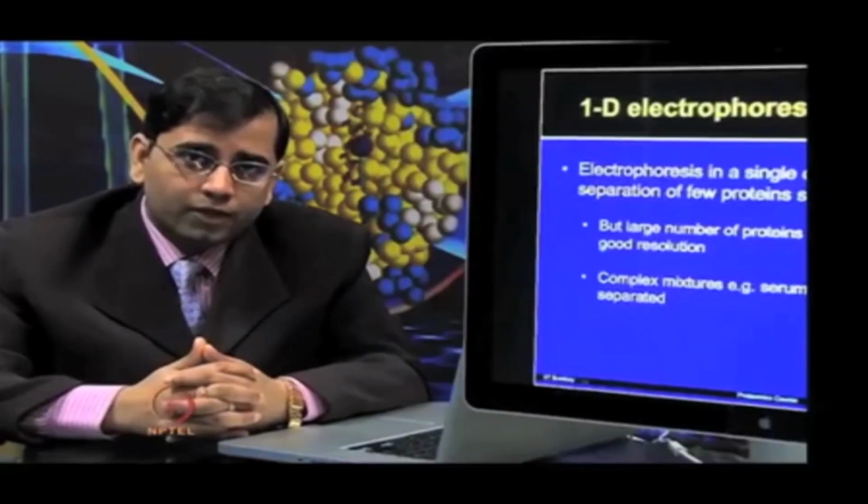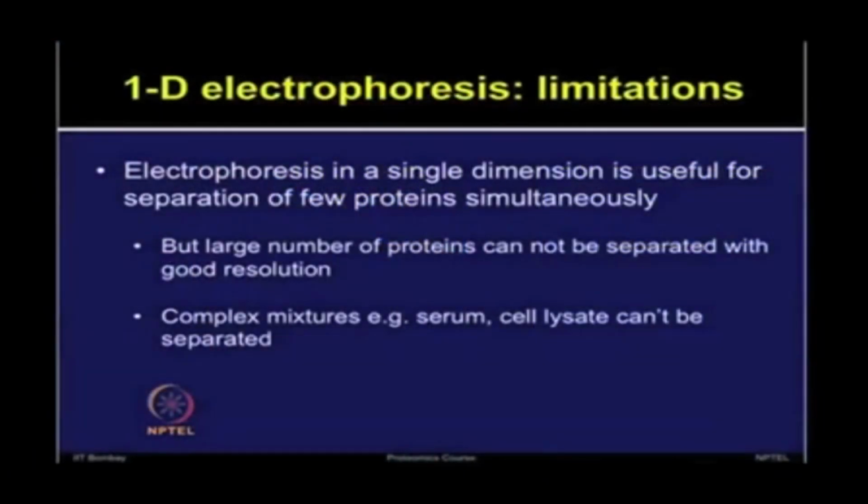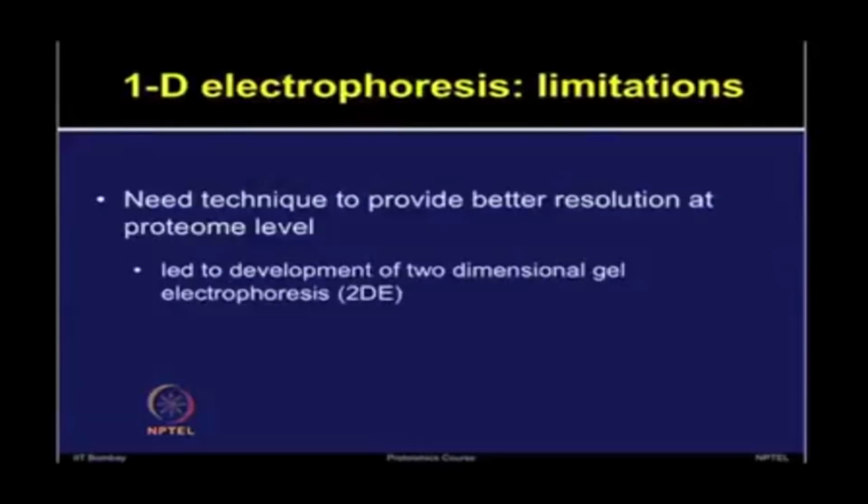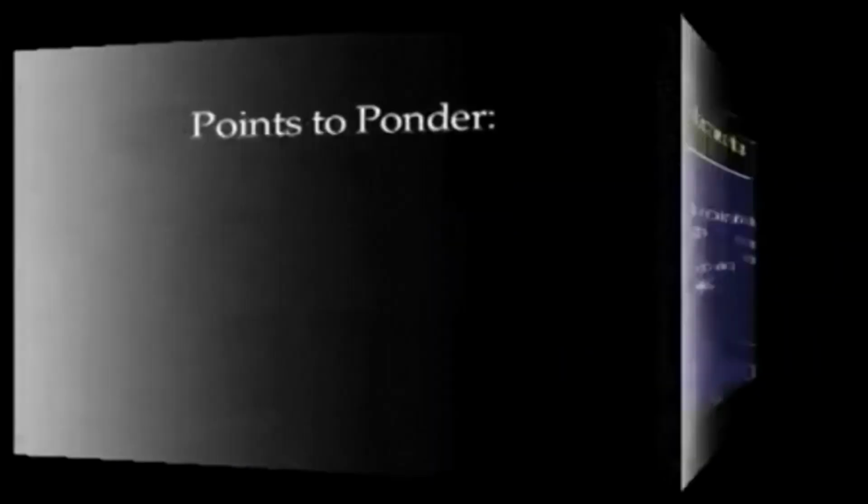So one-dimensional electrophoresis is very useful and is being used in almost all the laboratories working in the life science area, but it can address only a few questions. If you want to get more characterization, then you have to apply different techniques. So to overcome these types of limitations and to obtain better resolution of protein separation, two-dimensional electrophoresis was applied.